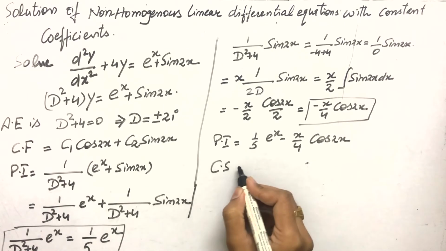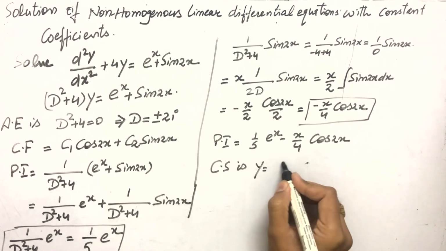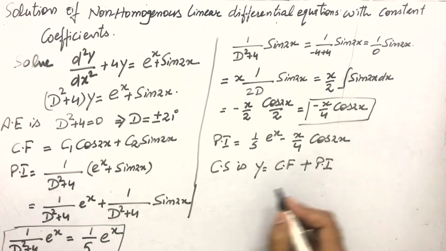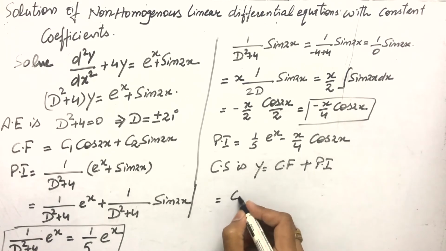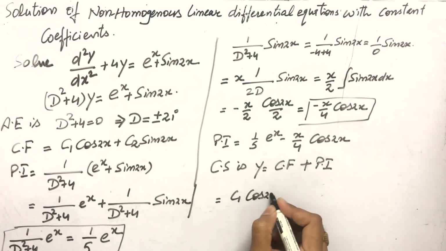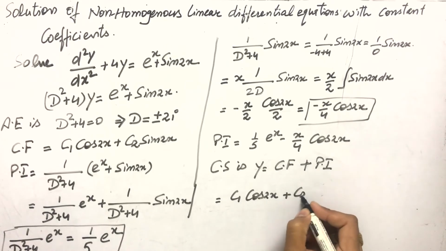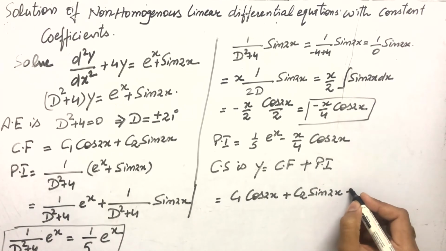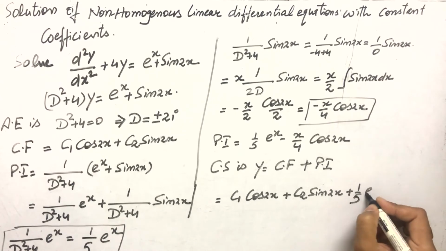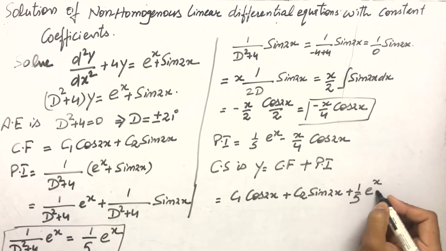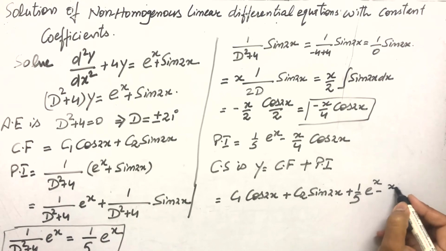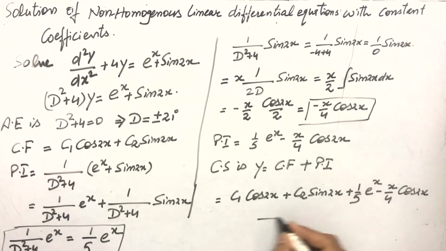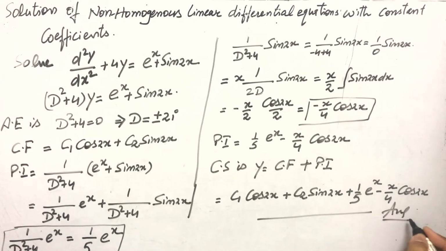And the complete solution is y is equal to complementary function plus particular integral, that is c1 cos 2x plus c2 sin 2x plus 1 by 5 e power x minus x by 4 cos 2x. So this is the final answer.